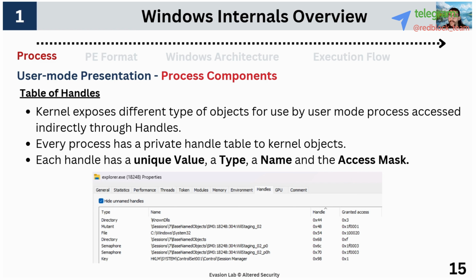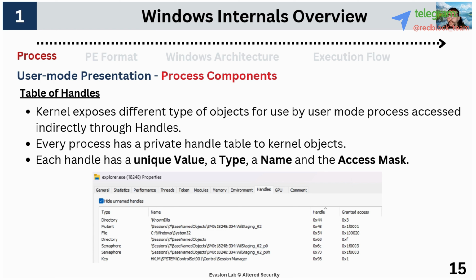Each handle in the table has several important attributes. The first is a unique value. Each handle is assigned a unique value within its process handle table. This value acts as an identifier that the process uses to refer to the kernel object. The second attribute is type. The type of the handle indicates the kind of kernel object it references, such as file, directory, event, mutex, or registry key.